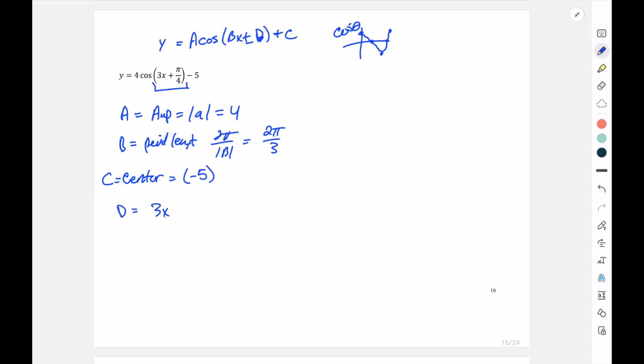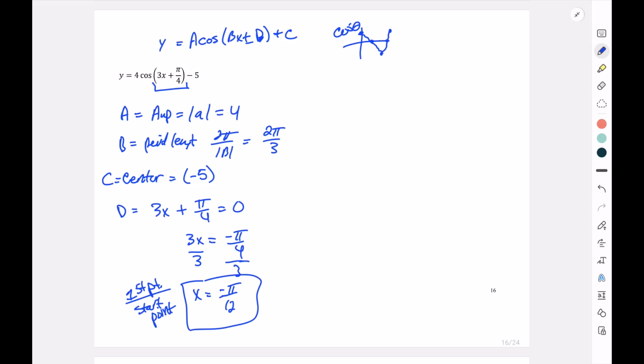So we'll go 3x plus pi over 4, and we're going to solve for x being equal to 0. If we subtract pi over 4, we get 3x is equal to negative pi over 4. And if we divide by 3, we will get that x is equal to negative pi over 12. And so we know that that will be our starting point and our first point.